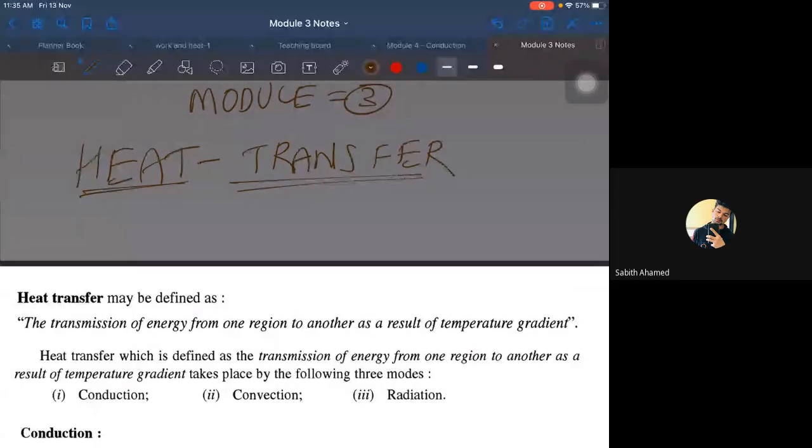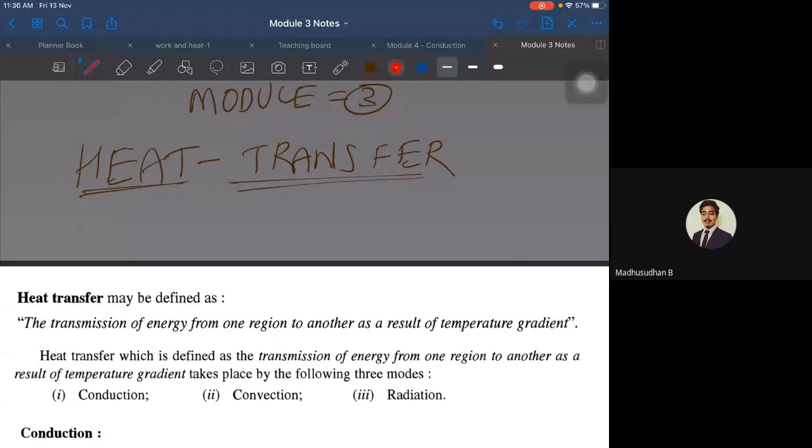Yes, sir. Okay, so this particular class will be more theory in nature. It is just a discussion. Already 50 to 60% of the concepts you might know from your basic science, but we will have an in-depth revision of those topics now. Let us start. Heat transfer is nothing but the transmission of energy from one region to the other region because of the presence of a temperature gradient.